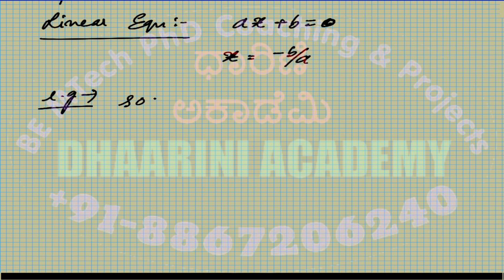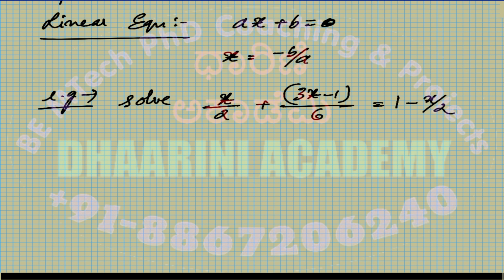All right, let's go for a quick example. I want to solve this one, that is x by 2 plus 3x minus 1 divided by 6 is equal to 1 minus x by 2. We'll move the terms containing x to one side, and the constants to the other side. The first term is x by 2, then there is another x by 2 which moves to the left as plus x by 2, and there is 3x by 6 which is also x by 2, so plus x by 2. Those are the x terms. There is a 1 on the right side, and we have minus 1 by 6 here which moves to the right side as plus 1 by 6.